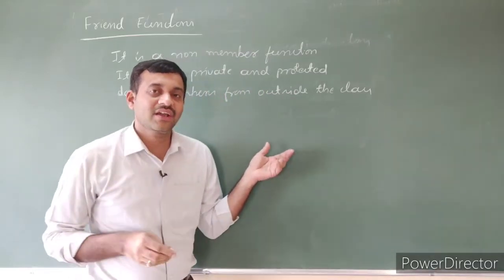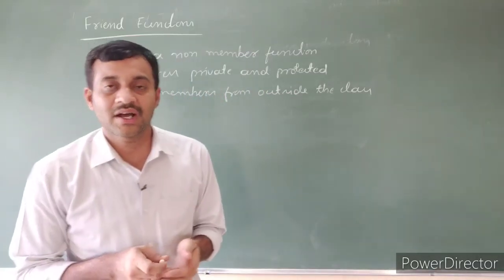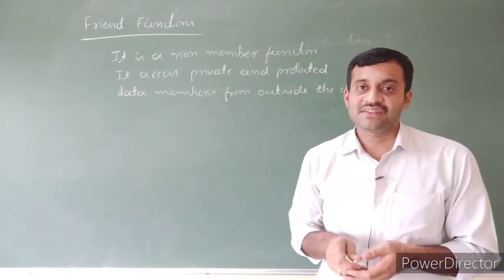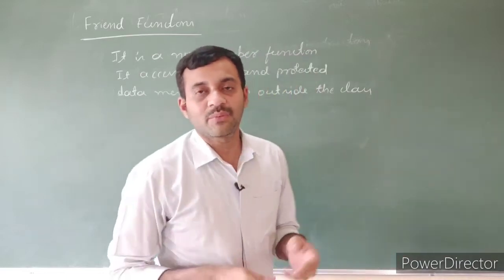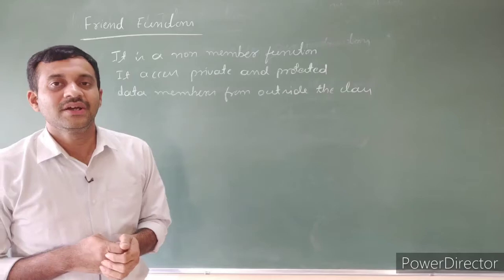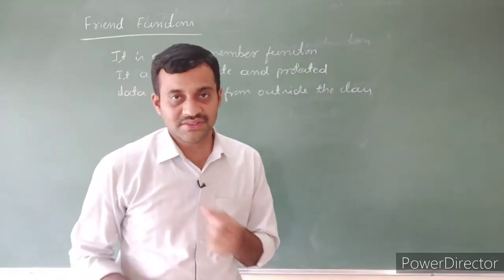But a friend can be common to two or more classes. Then from these classes it can access private and protected data. That is the specialty of the friend function. Then the friend function has some characteristics.